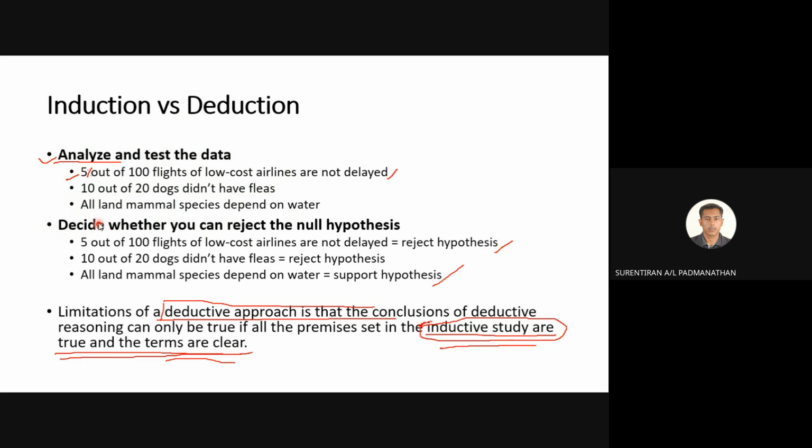We can make a conclusion whether to reject or accept the hypothesis. So 5 out of 100 flights of low-cost airlines are not delayed, so we can reject the hypothesis. 10 out of 20 dogs didn't have fleas, so we can reject the hypothesis. All land mammal species depend on water, so this is supporting the hypothesis.